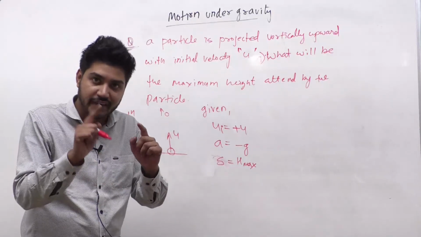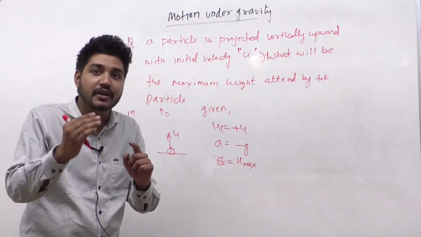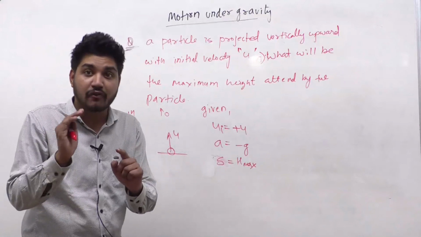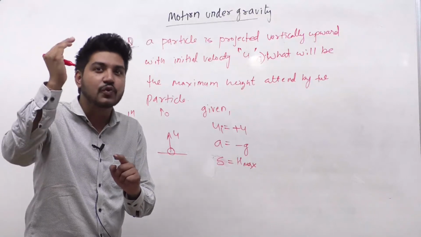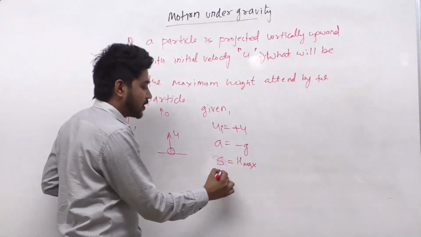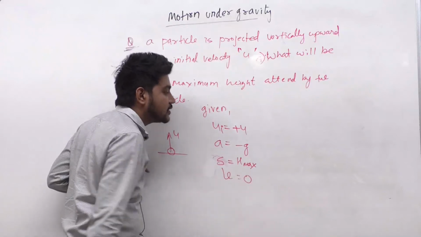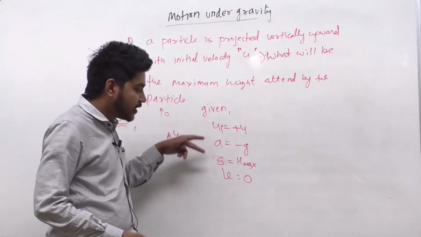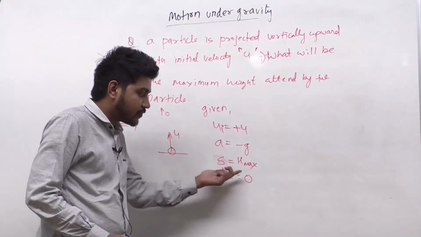Why? Because if there were a velocity, then the particle would be continuously moving in the upward direction, but we know after the maximum height the particle won't move in the upward direction, right? So we will write over here, at maximum height the velocity of the particle is 0. So again we have 3 knowns, and we have to find this one unknown.